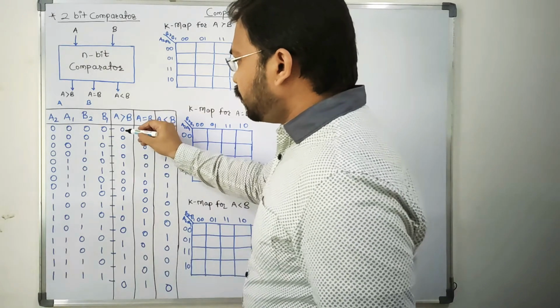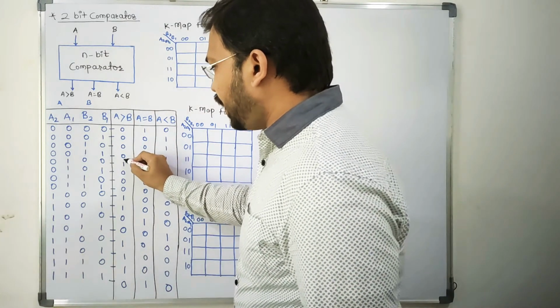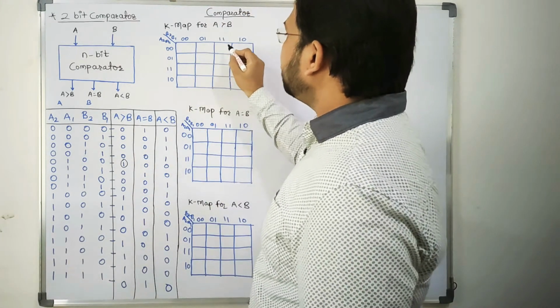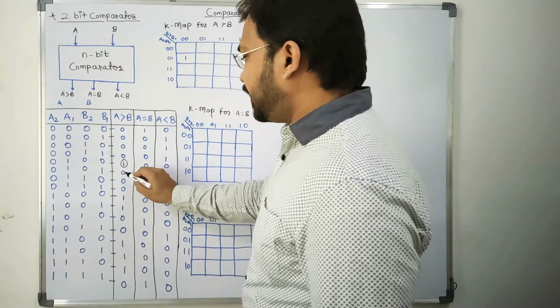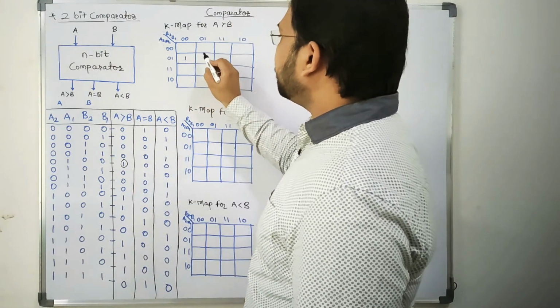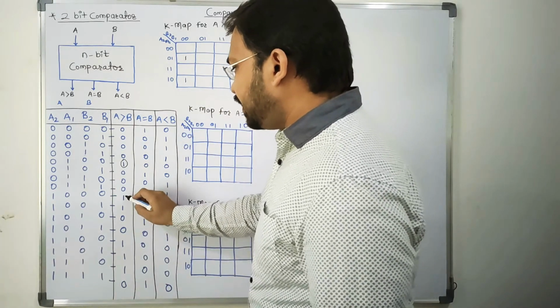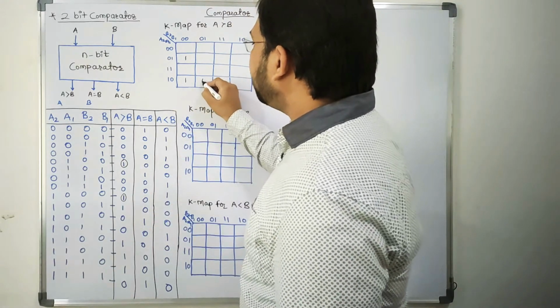So here 0, 1, 2, 3, 4. So 4 is logic 1. In this case 4 is logic 1. So 0, 1, 2, 3, 4. So here is going to be 1. Next 5, 6, 7, 8. Next, 8 is going to be 1. So next is 9.